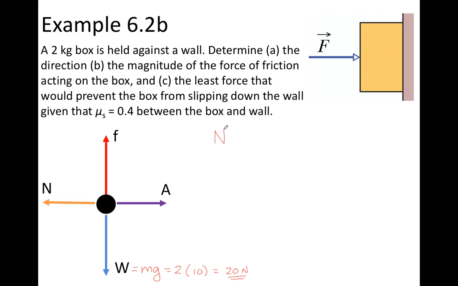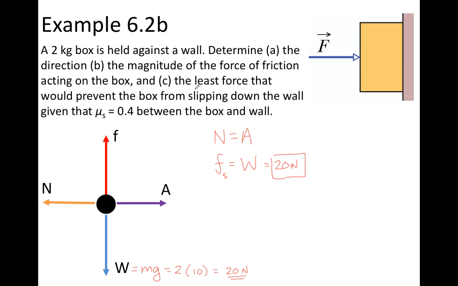The forces in the horizontal direction will have to be balanced, and the forces in the vertical direction must be balanced. And so the force of static friction is going to have to equal the weight of the box, which is 20 newtons.